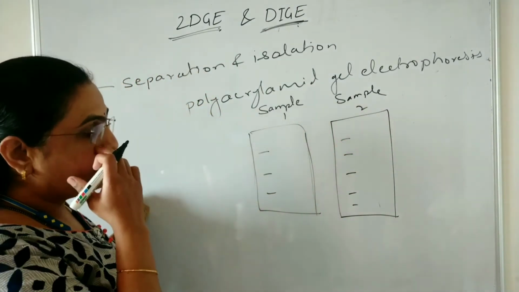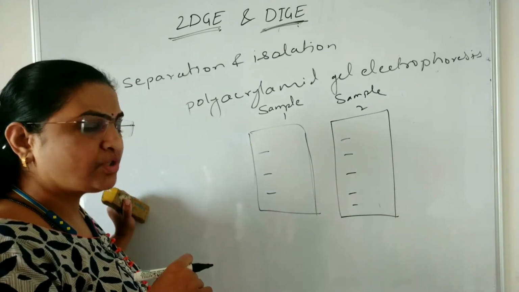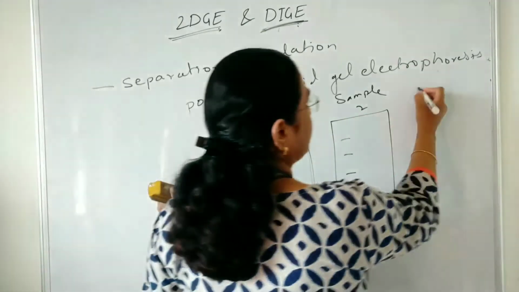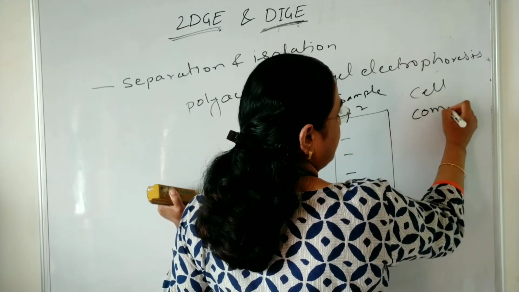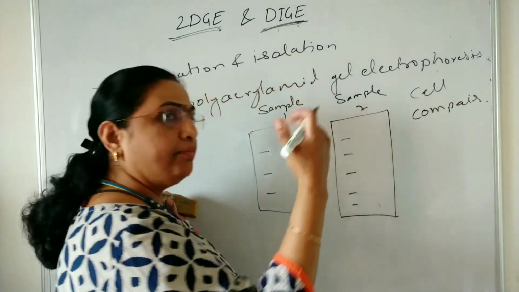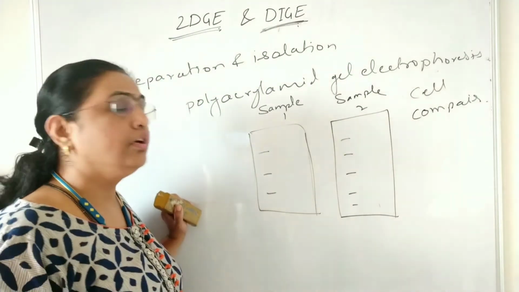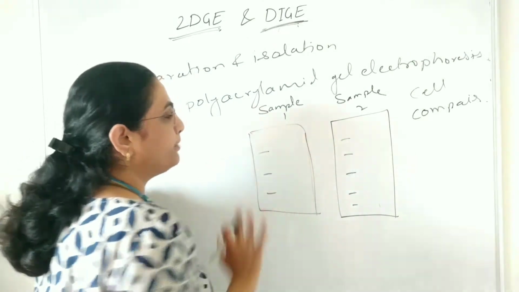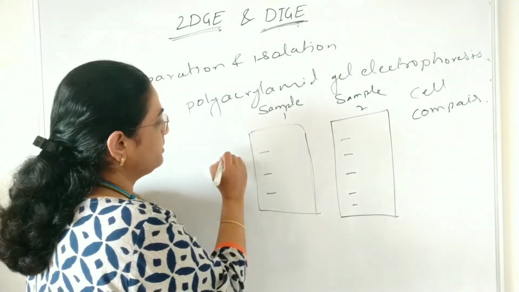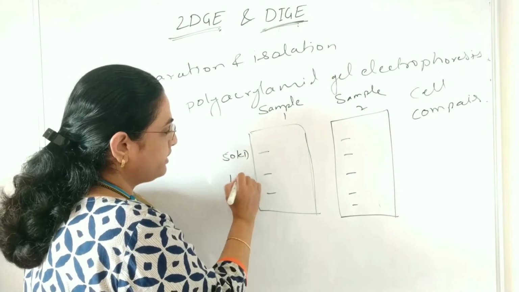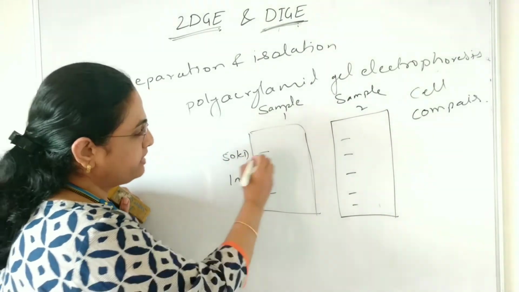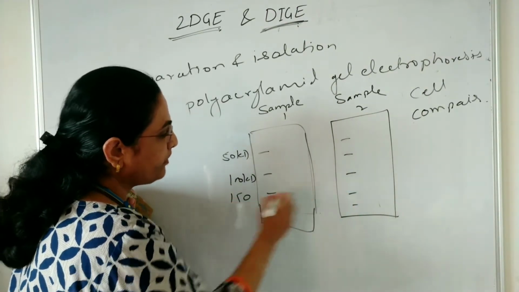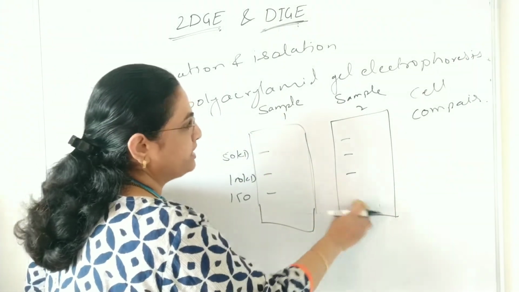Okay, now after the matching of the spots, what are you going to do? What is the purpose of the matching? As I have said, you are comparing the cells. You have to compare the protein profiling of the two cells. You want to know the difference between the expression patterns of the two types of cells. Now here, sample 1 and sample 2. Suppose here there is a 50 kilodalton protein, a 100 kilodalton protein, and here a 150 kilodalton protein. Suppose such types of proteins are present.